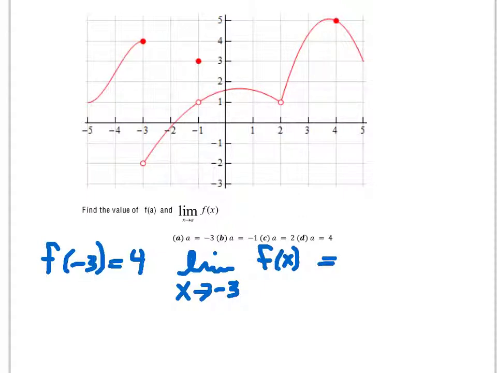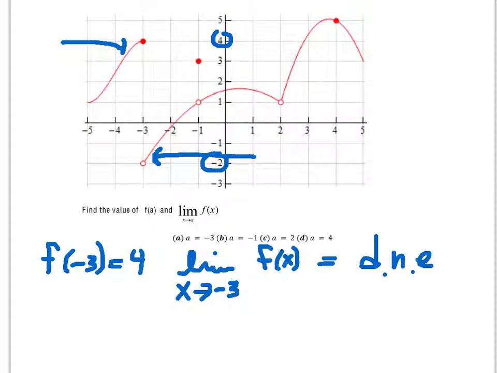In other words, as x gets closer to negative 3, what happens to the y value? You can see that if I pick a number close to negative 3 from the left, the value of y gets closer and closer to 4. But if I pick a value of x that gets closer to negative 3 from the right, the y value gets closer to negative 2. So therefore, the limit does not exist, because it doesn't go to the same value from both sides. You can't say there is a limit at this particular point.